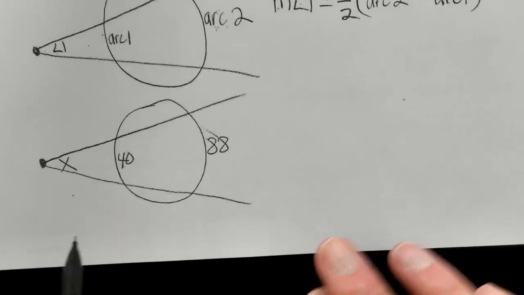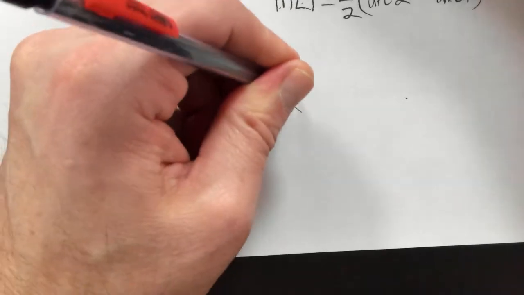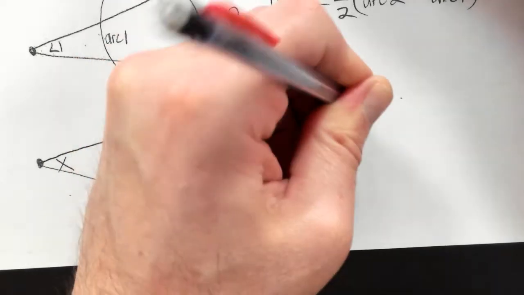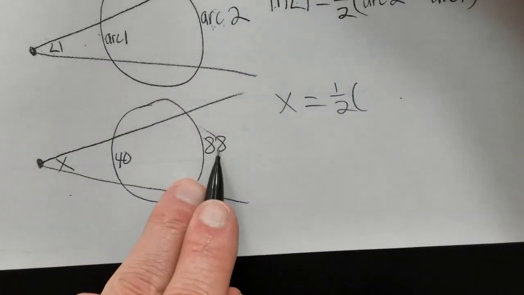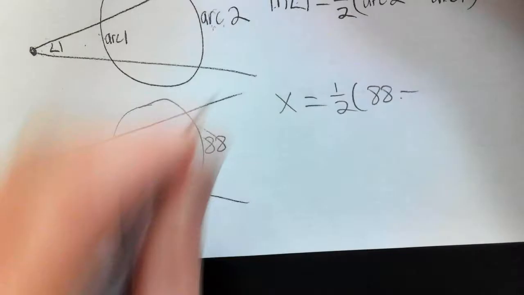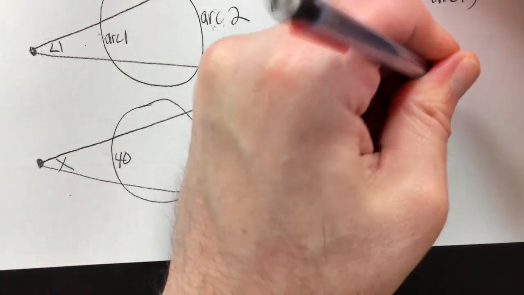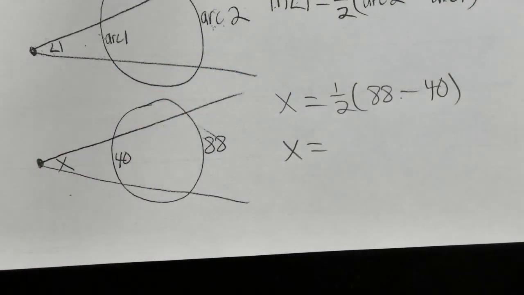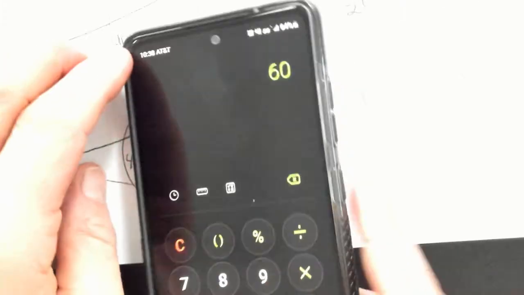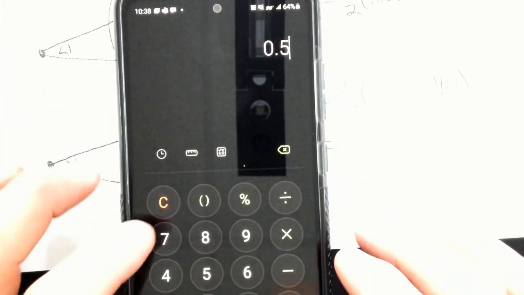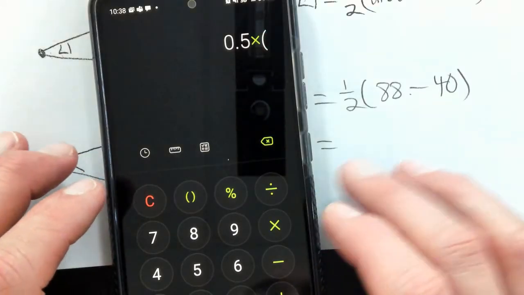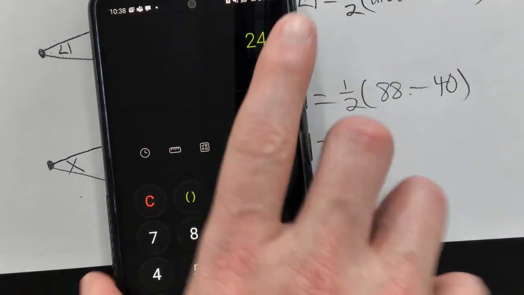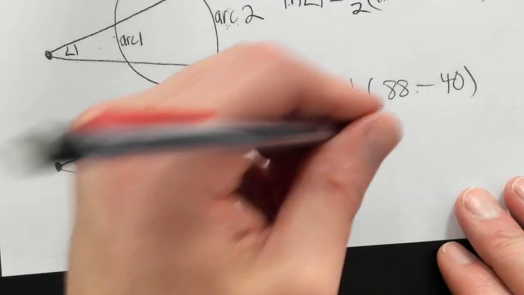So if I were looking for the x here, it intersects outside the circle, so x is equal to 1/2 of the difference between the outside arc, 88, minus the inside arc, which is 40. So x is going to be equal to 1/2 of 88 minus 40. Calculator again. It's going to be 0.5 because that's 1/2 times 88 minus 40. Close it off and then we get 24. So 1/2 of 88 minus 40 is 24.